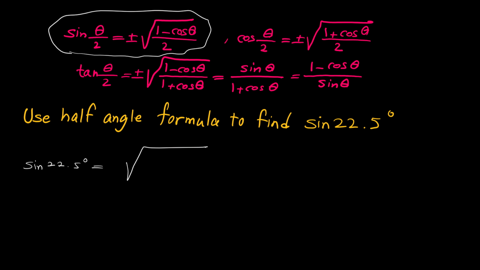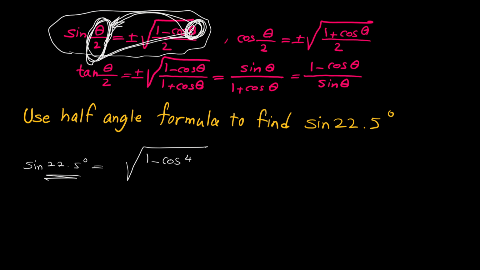So sine of 22.5 is the square root of 1 minus cosine of, attention, in this formula, whatever the angle is on one side, the other side is double that angle. Here it is theta over 2, but there it is theta. Theta is double of that. So we need double 22.5. If you multiply 2 by 22.5, it is 45 degrees. So here is 45 degrees all over 2.